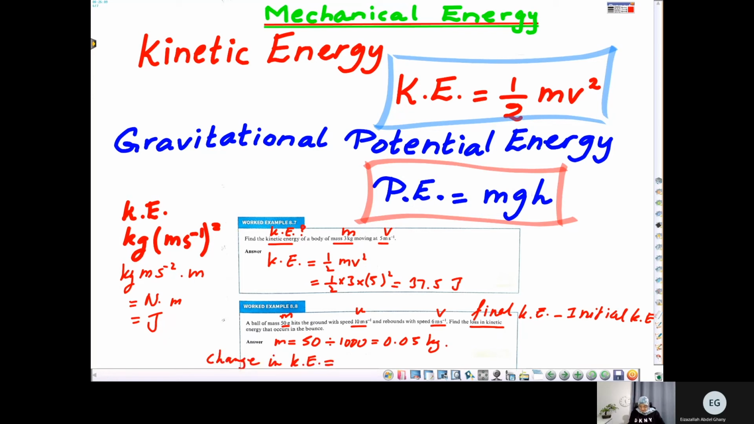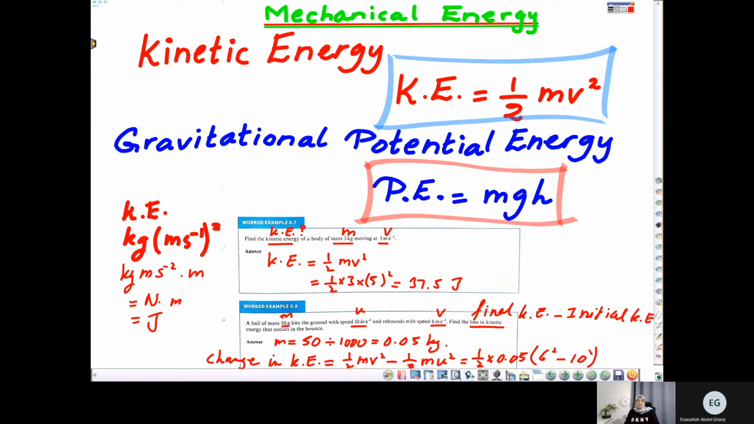And now we have to find the change in kinetic energy. It equals the final kinetic energy, which is half mv squared, minus the initial, which is half mu squared. We can take half m as a common factor, but we cannot take the squaring as a common factor. You have to subtract the square of the velocities. So half times 0.05, open brackets, v squared minus u squared, which is 6 squared minus 10 squared. Of course, we expect that the answer is negative because it is a loss. But when we say the word loss, we remove the minus.